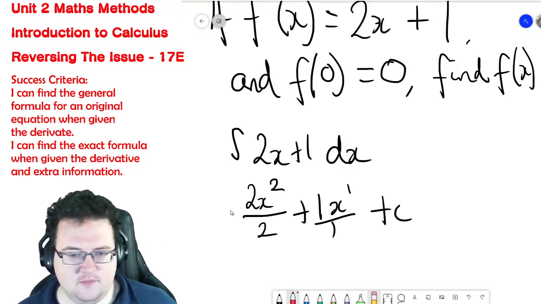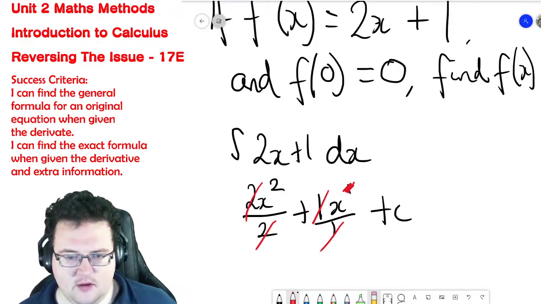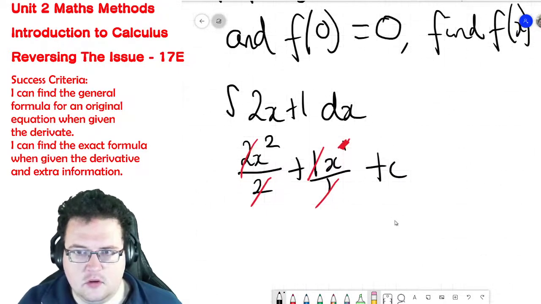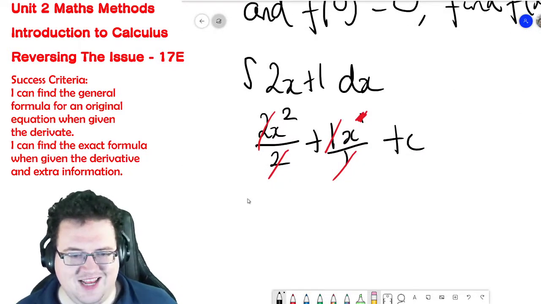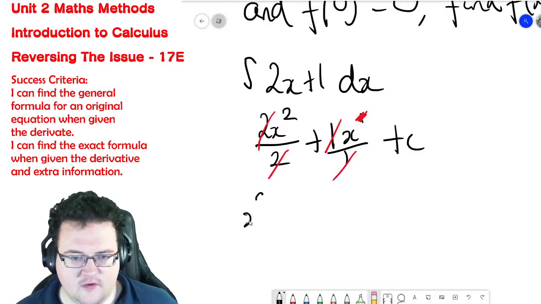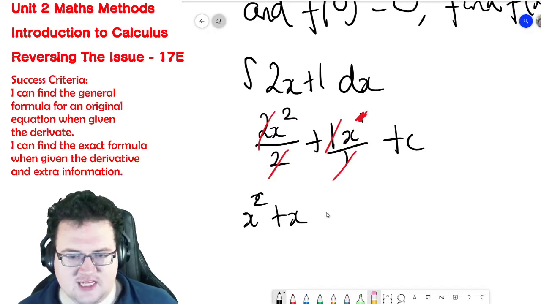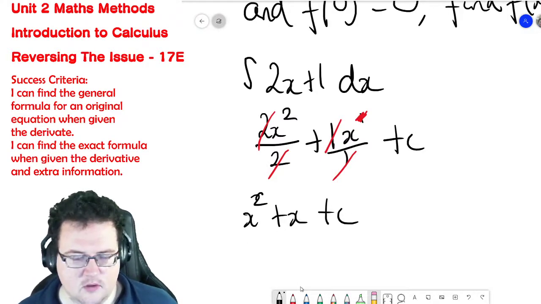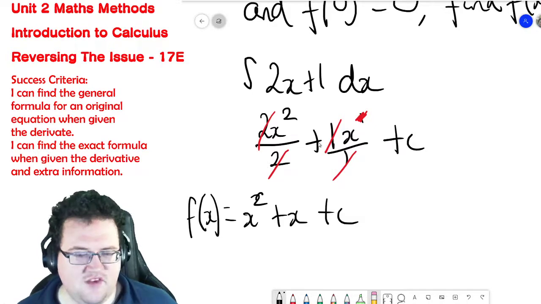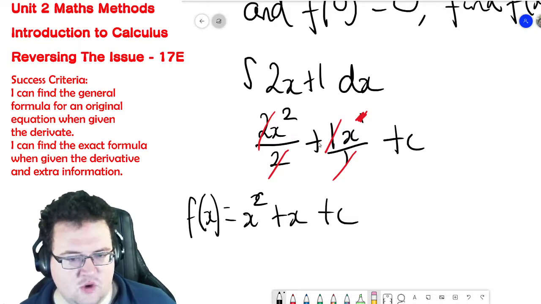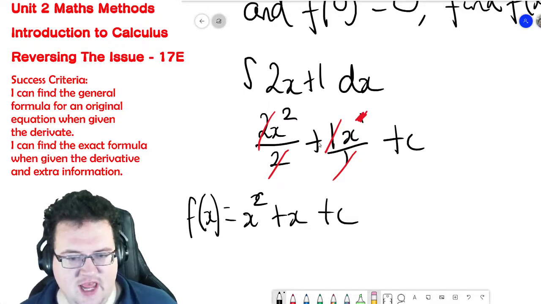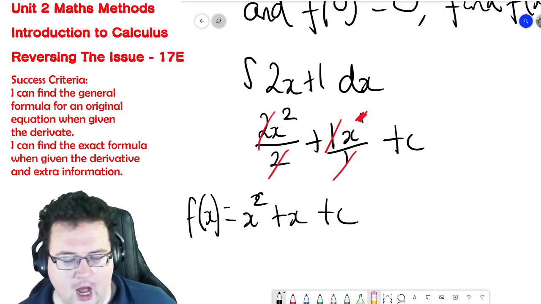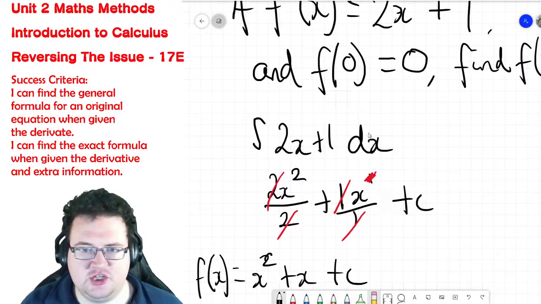Now I can cancel this down. 2 divided by 2 is 1. 1 divided by 1 is 1. I don't need to write that power up there. So I now have the integrated function of x squared plus x plus c. So if f dash x was 2x plus 1, then f of x is going to be x squared plus x plus c. I also now know, coming back to the original question, f of 0 is 0.